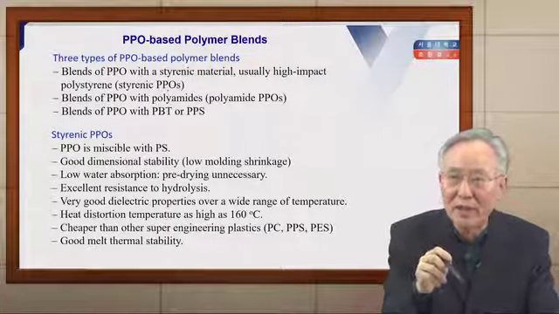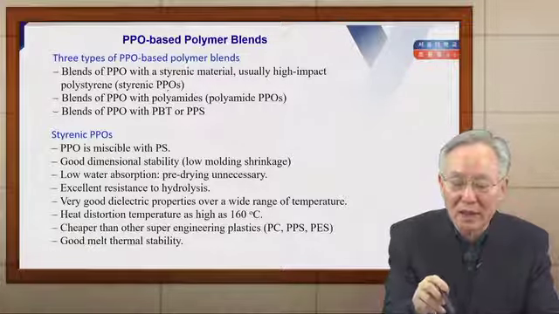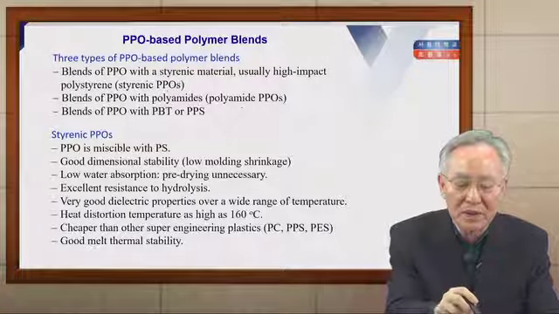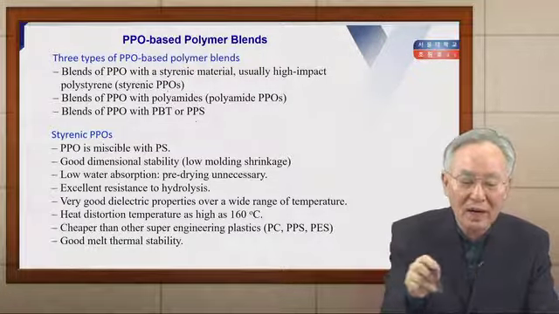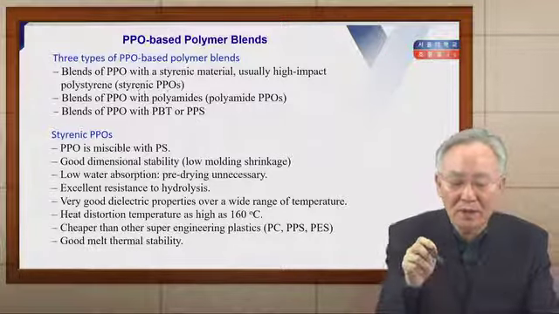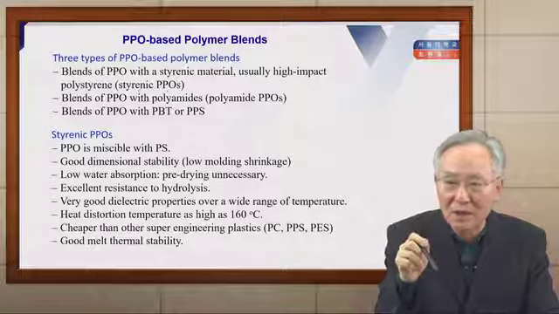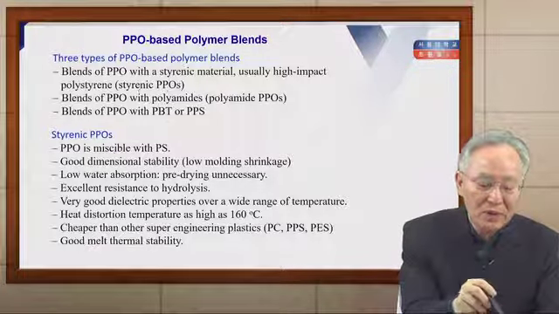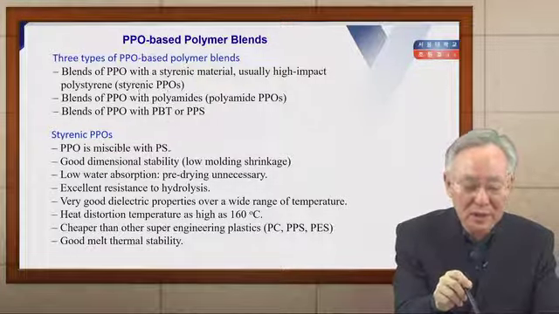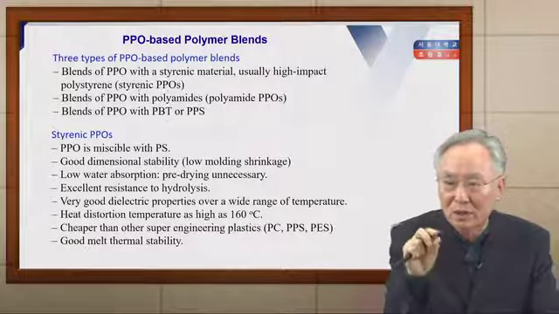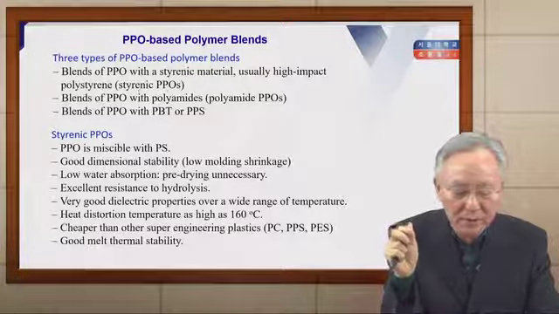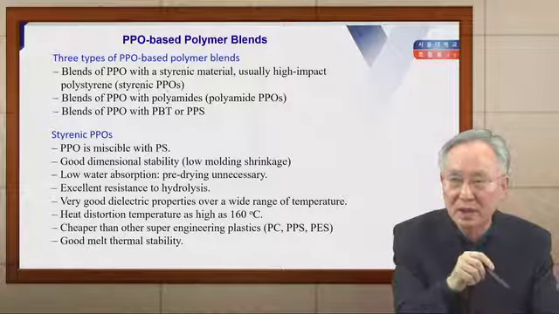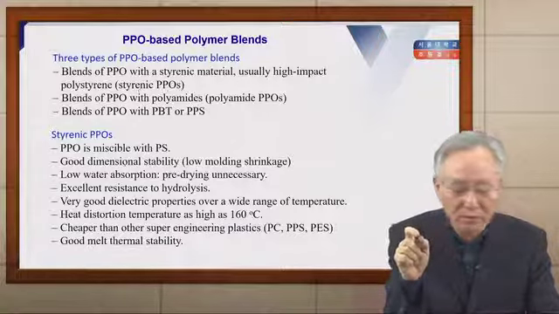And PPO can be blended with polyamides. So the blend is named polyamide PPOs. Also, PPO can be blended with PBT and PPS. Among these, styrenic PPOs have been commercialized and are most widely used. PPO is miscible with polystyrenes, and therefore the blend shows uniform morphology. And styrenic PPOs have good dimensional stability, and therefore mold shrinkage is very low.